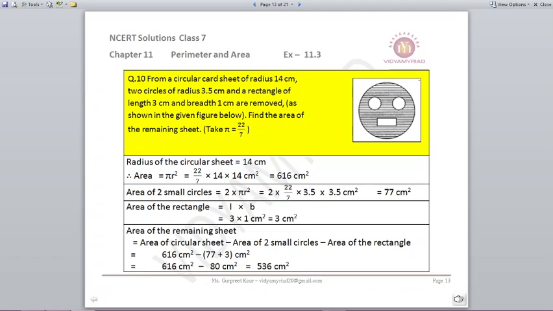Now we need to find out the area of the remaining sheet. That means from the full circular sheet, you need to subtract 2 circles and a rectangle. So that means 616 was your total area. From that, I will subtract the area of 2 small circles, that is 77, and I will subtract the area of the rectangle, that is 3. So that means 616 minus 80 gives me total area remaining is 536 centimeters square.